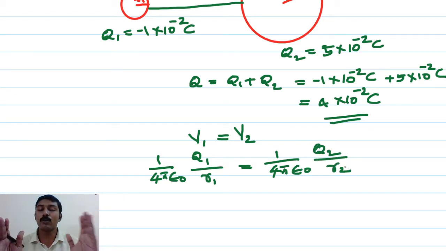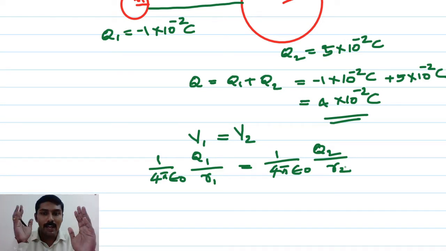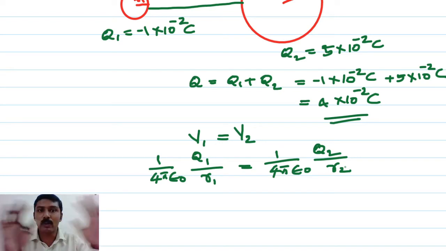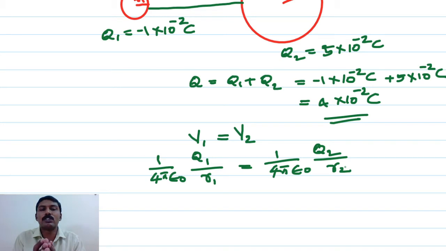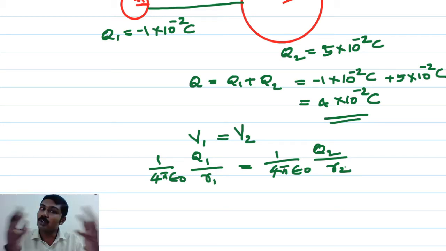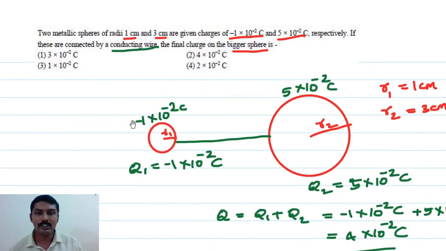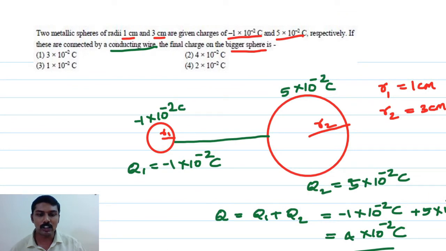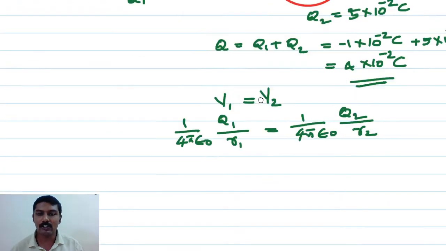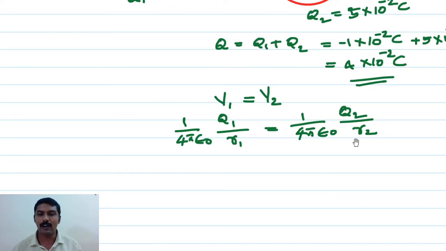Don't get confused. The earlier Q1 and Q2, which we said were minus 1 into 10 power minus 2 coulomb and 5 into 10 power minus 2 coulomb, no longer exist. Now this new Q1 and Q2 which are defined in the potentials are the new charges remaining on the first sphere and the second sphere. Don't get them mixed up. Our main question was to find the final charge on the bigger sphere, which is Q2. We have to find out Q2.